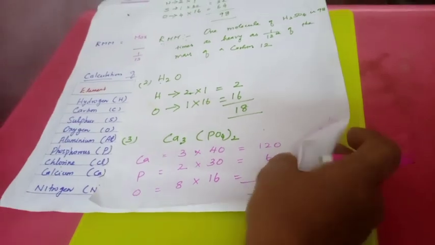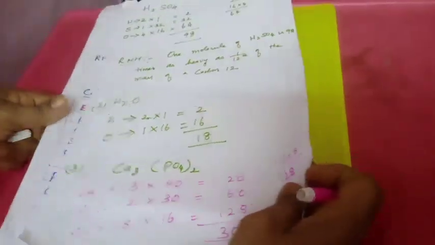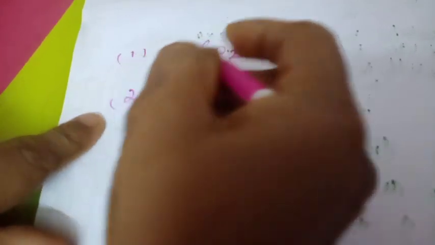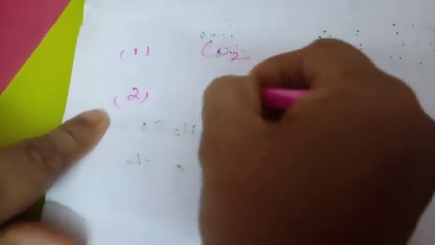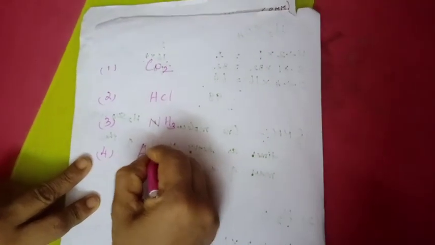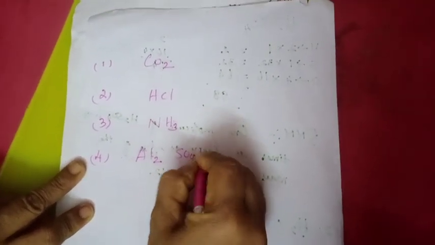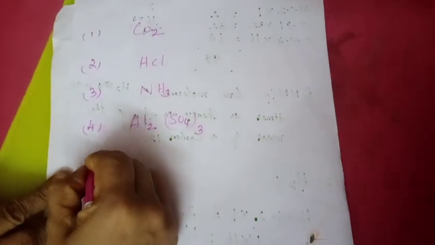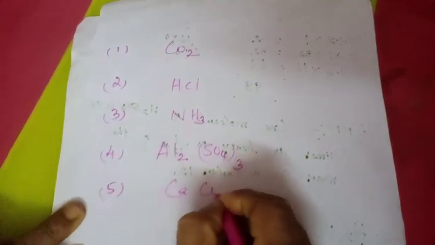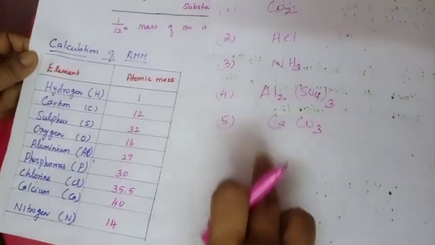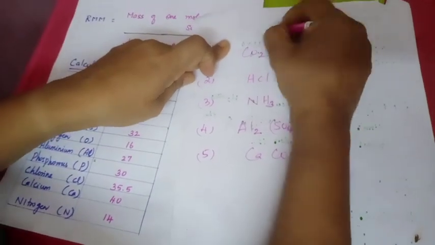I'll give some other examples, that is homework for you. You do this one as an assignment. You take down. The first one is CO2, carbon dioxide. Second one, HCl. Third one, ammonia, NH3. Fourth one, Al2(SO4)3, aluminum sulfate. And fifth one, calcium carbonate. So by using the atomic masses in the table, you can calculate for these compounds. This is the home assignment for you. Do it and submit it.